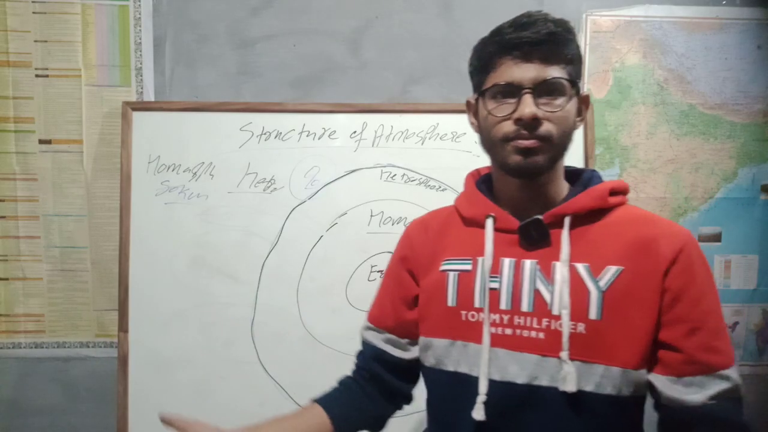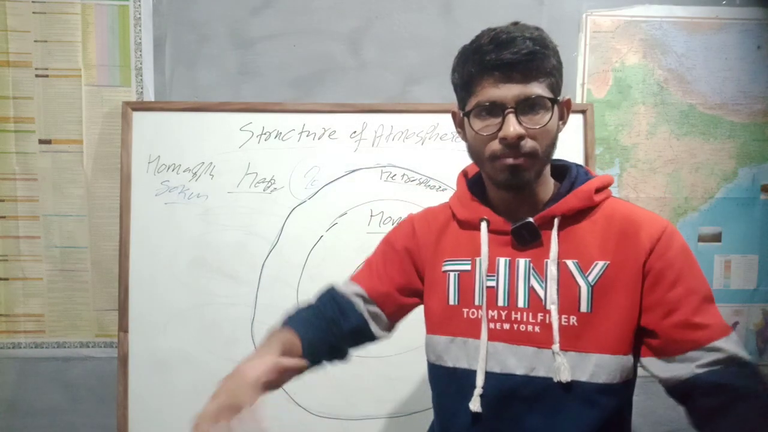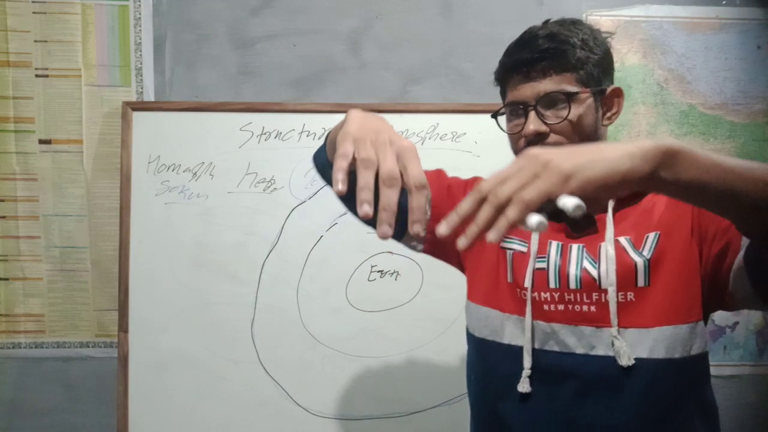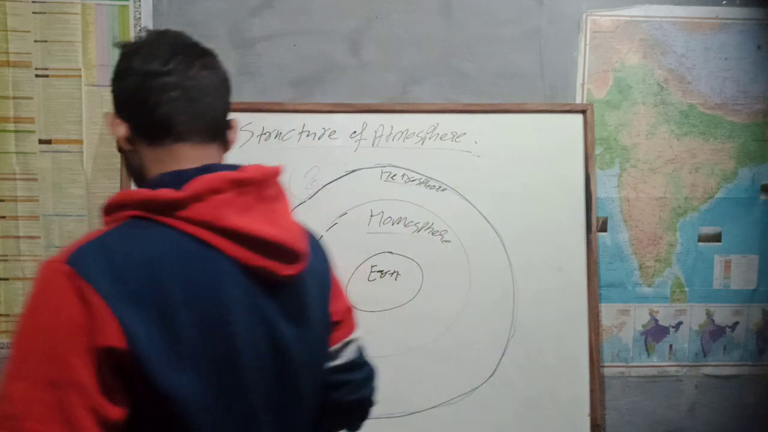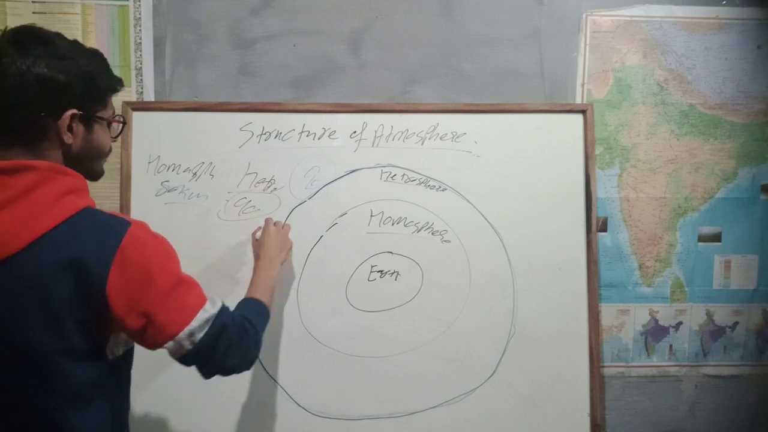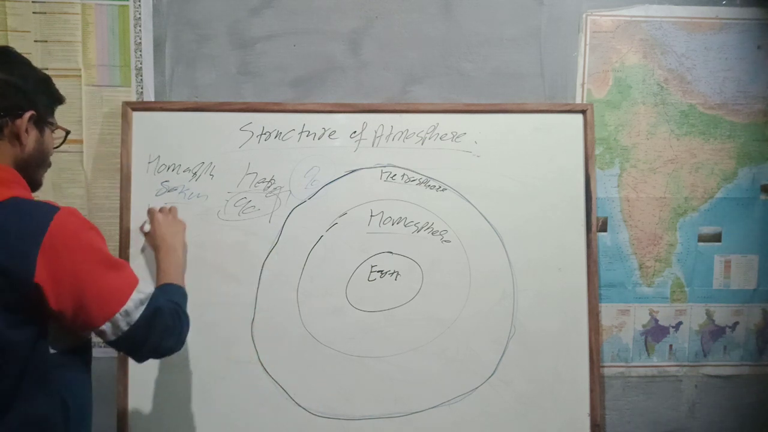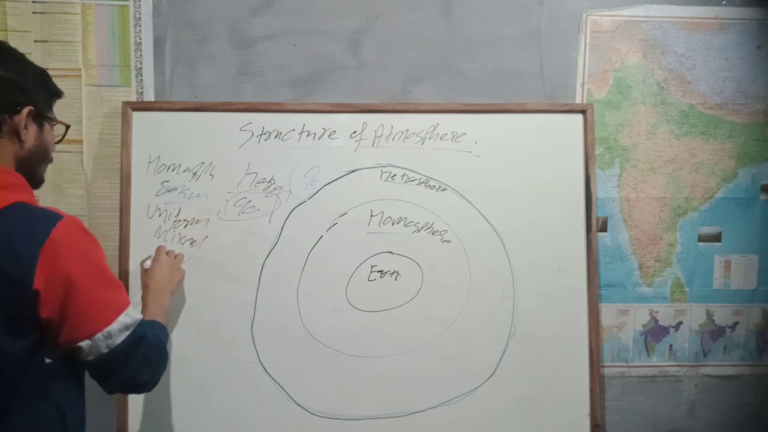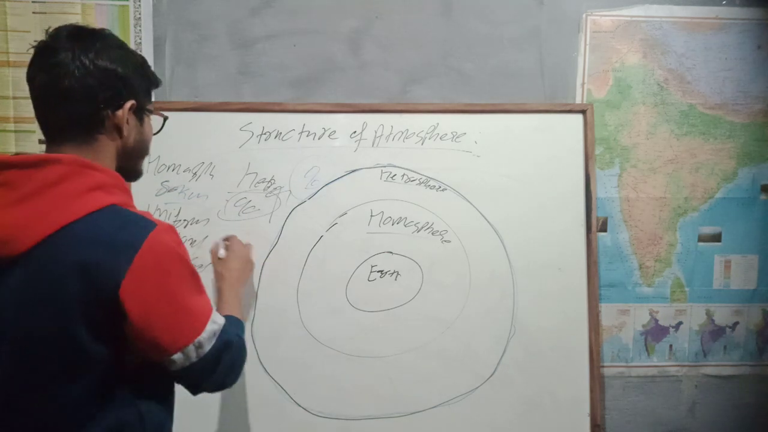In the homosphere, the gases are uniform. They are mixed in a uniform mixture. But here, in the heterosphere, the gases are in layers. So it is around 80 kilometers, from above 90 till the limit of the atmosphere. Here uniform mixing of gases. But here different layers of gases are there.